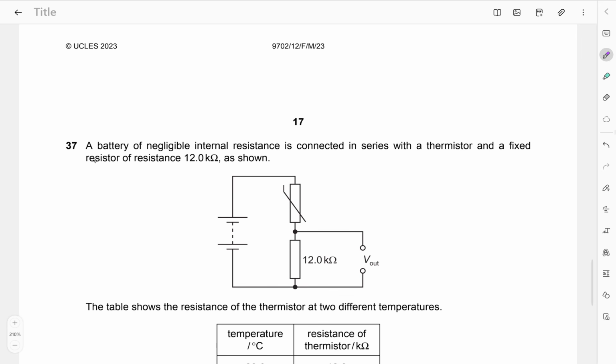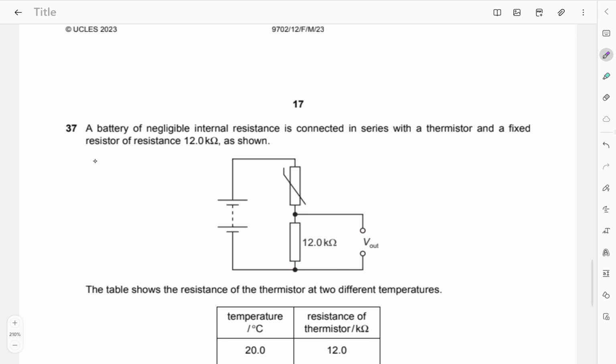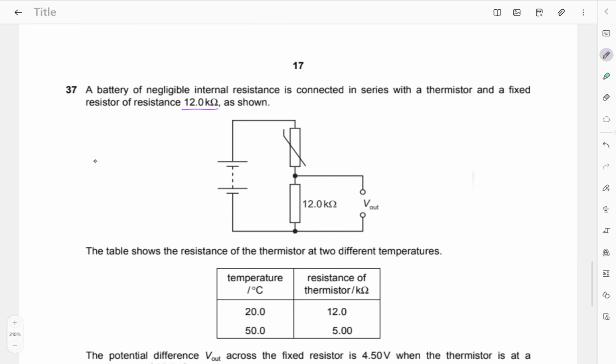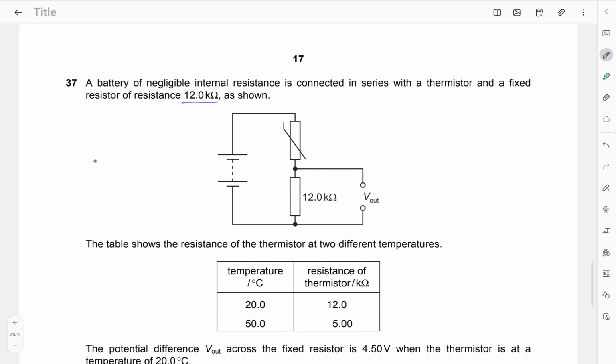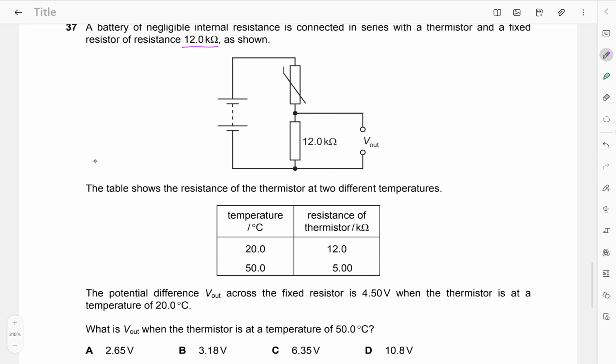A battery of negligible internal resistance is connected in series with a thermistor and a fixed resistor of resistance 12 kilo ohms as shown. The table shows the resistance of the thermistor at two different temperatures. At 20, it is 12, and at 50, it is 5.